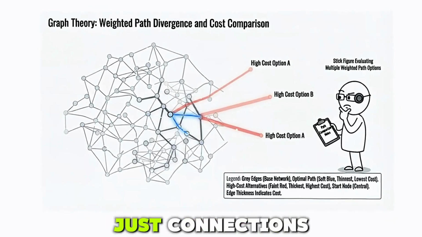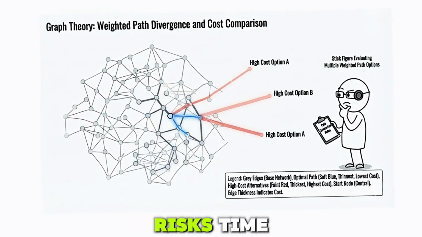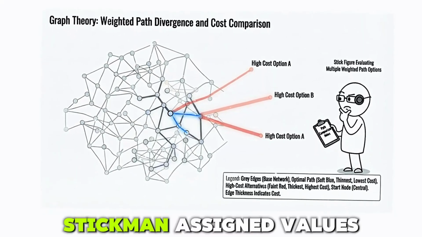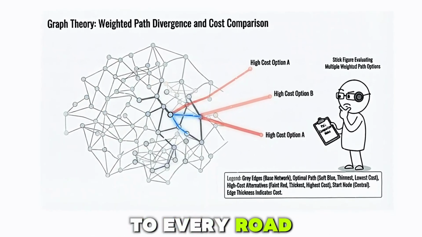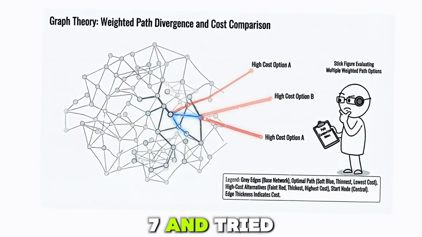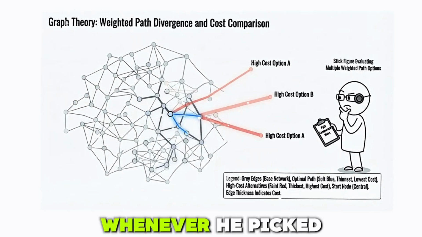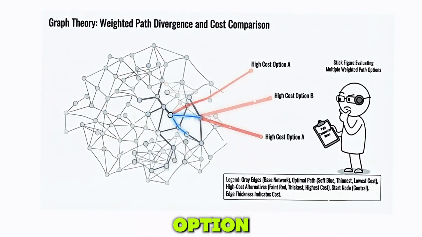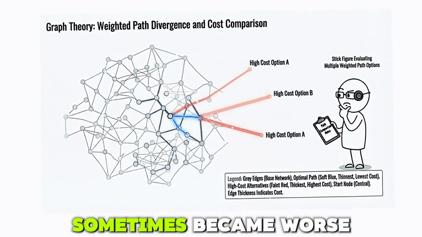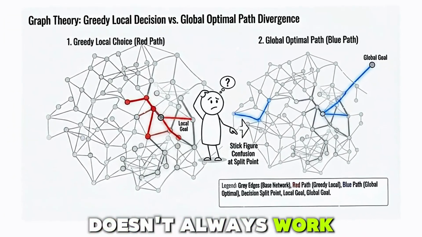Edges were no longer just connections. They carried costs, distances, risks, time. Stickman assigned values to every road, 1, 4, 2, 7, and tried to find the best route. But something strange happened. Whenever he picked the locally best option, the overall route sometimes became worse. So greedy choice doesn't always work.